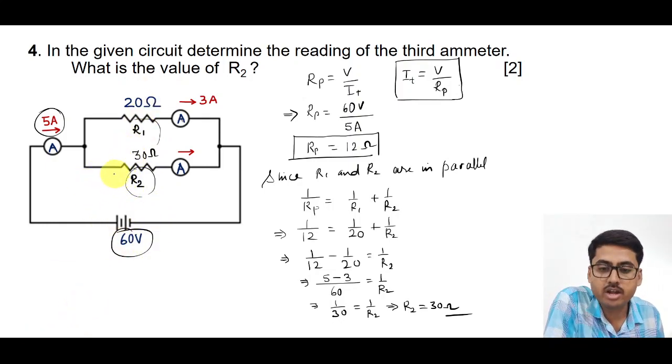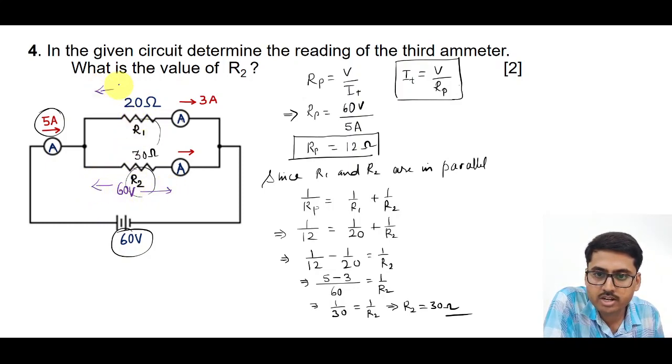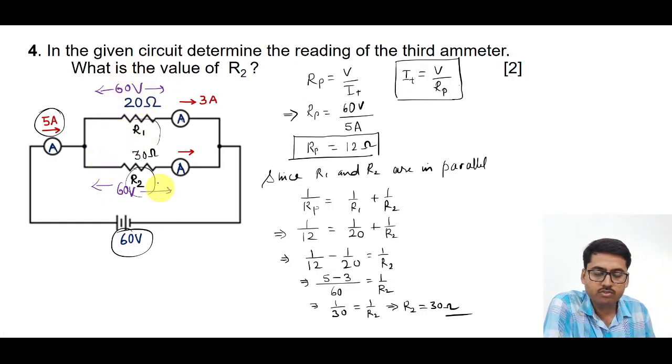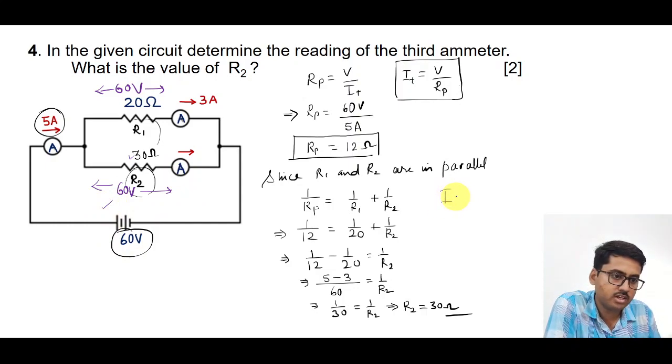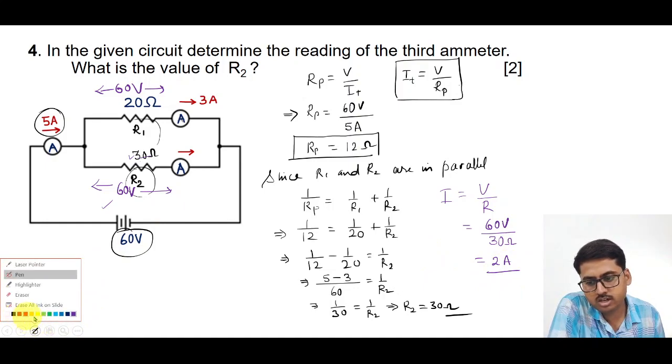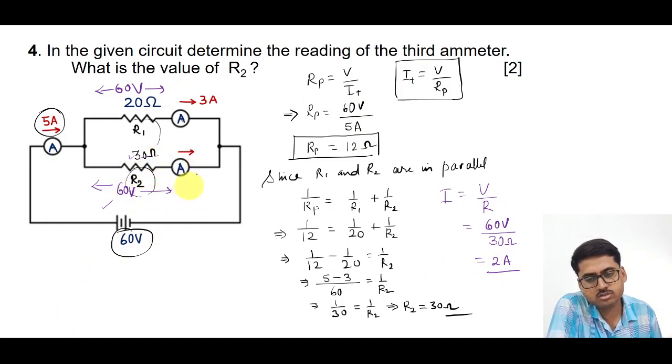Since R1 and R2 are in parallel, it means that they get the same voltage, that is 60 volt, that is supplied here. Now again for the same resistor, you can see the value of resistance is known and voltage is known, and you have to find the current. So you can find I is equal to V by R. V supplied is 60 volt and resistance is 30 ohm, and you get the current as 2 ampere.